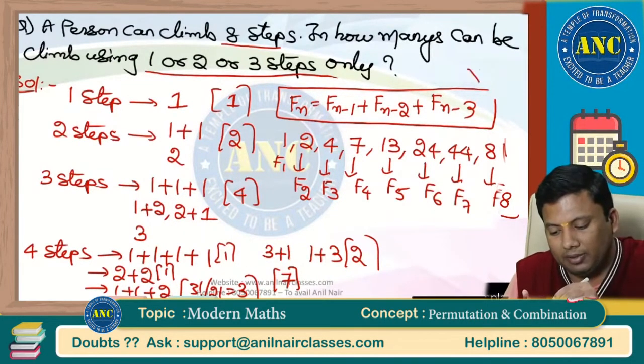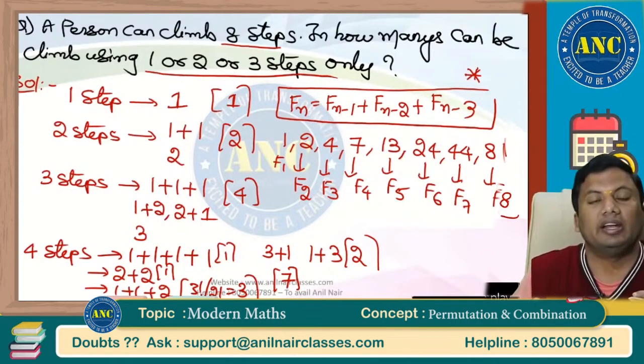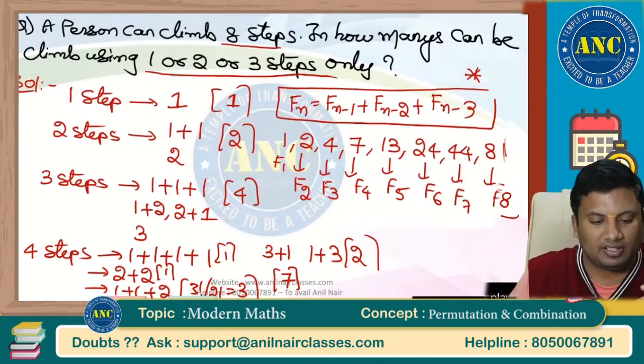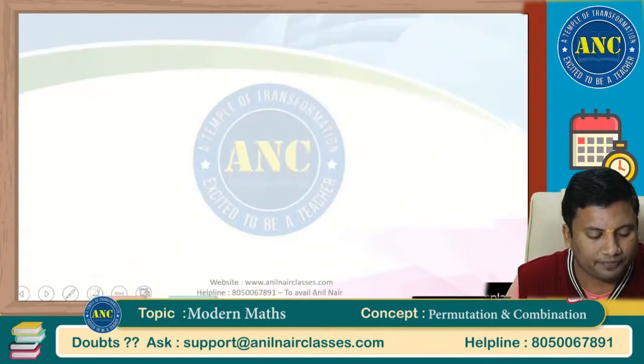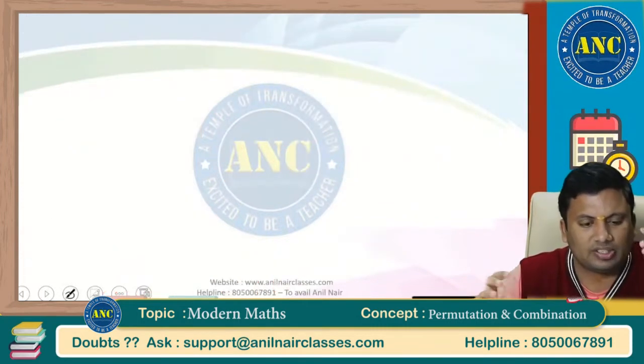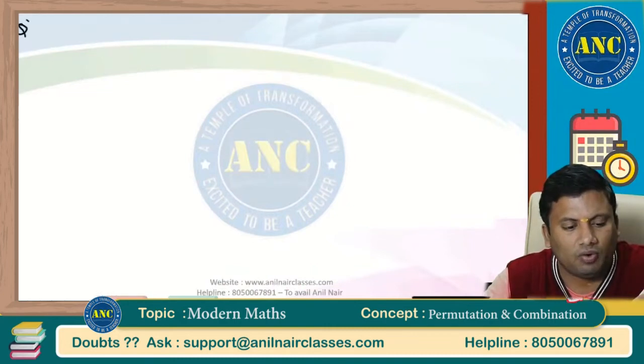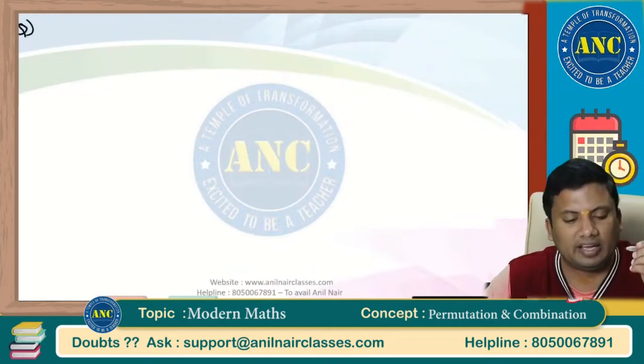It is nothing but the sum of the previous 3 values. Second question, I hope it is clear. Third question, a small class solving only the problems based on Fibonacci series.